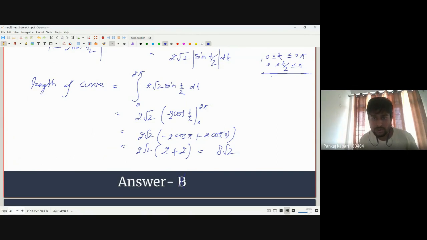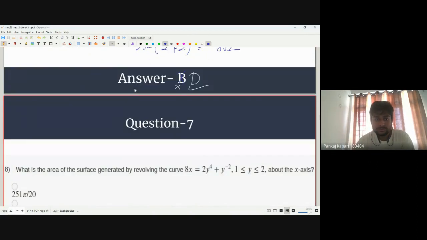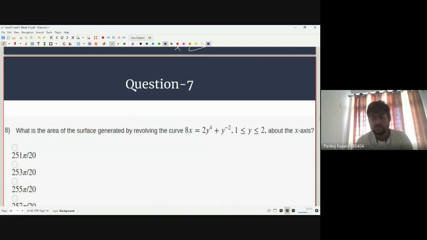So this is not correct. Option D is correct. Okay, so let's move to the next problem.